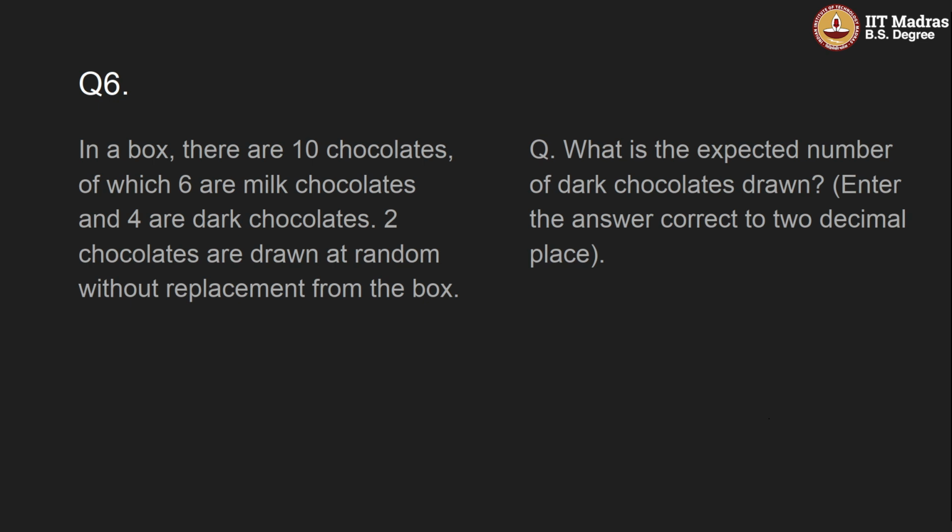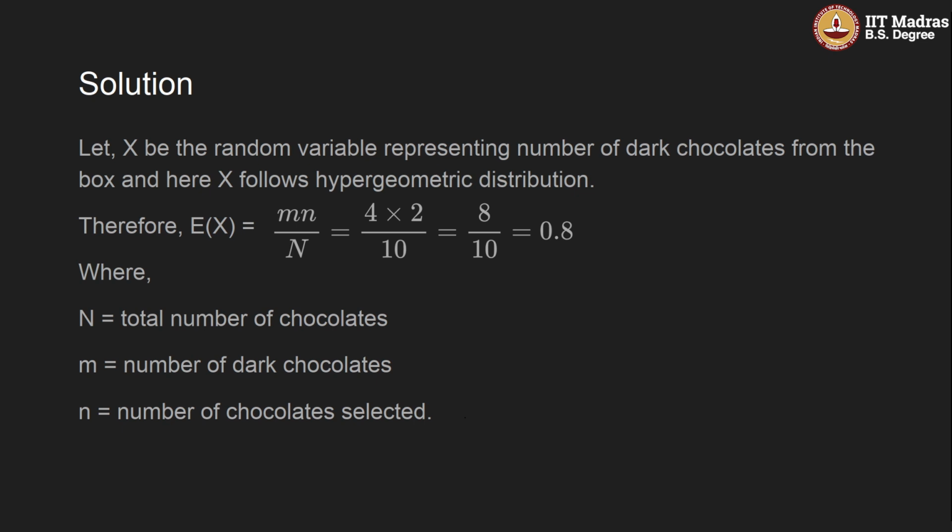Now question number 6 is, in a box there are 10 chocolates, of which 6 are milk chocolates and 4 are dark chocolates. 2 chocolates are drawn at random without replacement from the box. The question is, what is the expected number of dark chocolates drawn? So total 10 chocolates are there, out of which 6 are milk chocolate and 4 are dark chocolate. Suppose x is a random variable that represents the number of dark chocolates from the box. So x is following the hypergeometric distribution in this case.